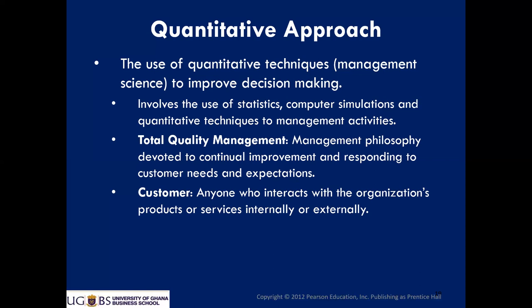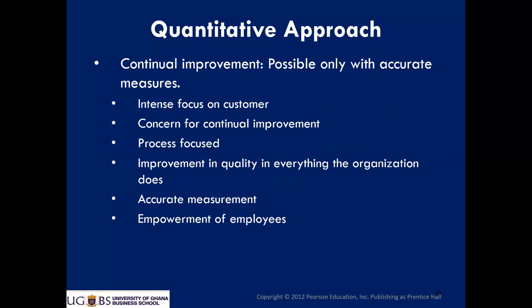Serve the needs and interests of the people inside well, so that together we can serve our customers in the most appropriate way. So for continual improvement, we're looking at what is possible with accurate measures. Okay, so intense focus on customer observation, concern for continual improvement, process focus, like I just spoke about, improvement in quality in everything the organization does. Accurate measurement, empowerment of employees.